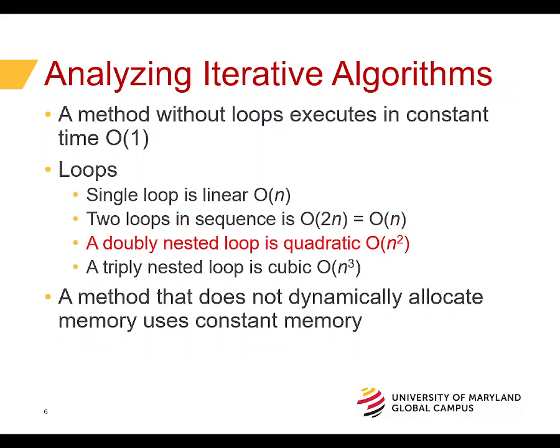When we nest loops, that does change the behavior. A doubly nested loop gives quadratic behavior. A triply nested loop, cubic behavior, and so on. Finally, regarding memory usage, provided iterative algorithms do not dynamically allocate memory, their memory usage is always constant.